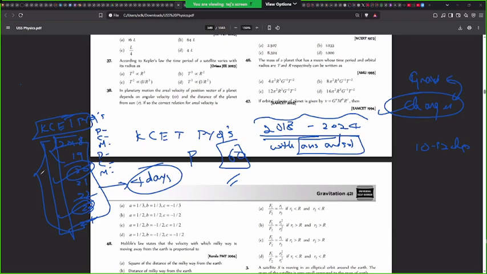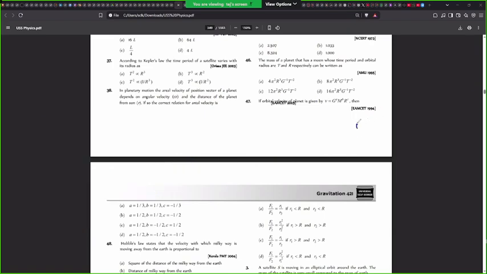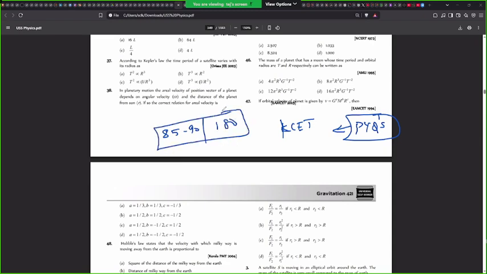I'll give you one more stat here. Only if you do PYQs, only. I am not telling errorless, nothing. Only if you sit and do KSET PYQs and mug up each and every answer, each and every step, you will score a minimum of 85 to 90 out of 180. This is the guarantee I'm giving you, only if you do the KSET PYQs.